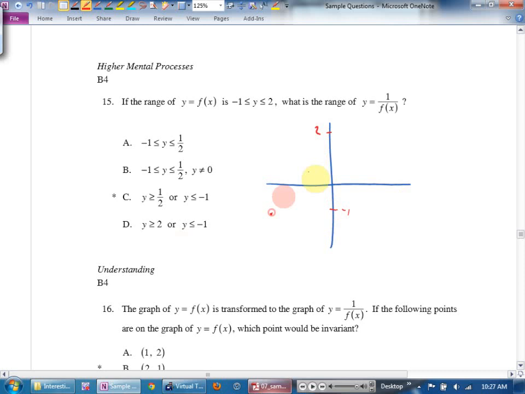Now I'll take the reciprocal of it. I would have a vertical asymptote right there. That's 0 high. Anywhere 1 high or -1 high will be invariant. As I walk to the left, my original graph doesn't exist. As I walk to the right, I'm getting closer to 0, shoot off to infinity. So part of your range is going to be everything below and touching -1.